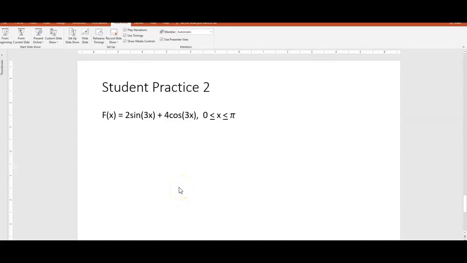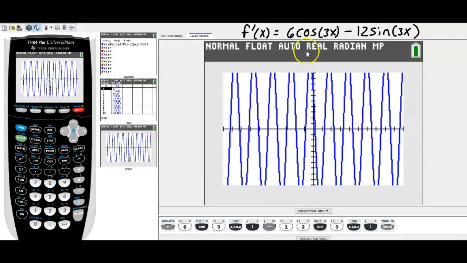All right, so here's one for you. I would encourage you guys to go ahead and try to do this one completely on your own from beginning to end. And when you unpause the video, you will see the solution. So to begin, here's the derivative that I've written up here at the top. And then here's what the graph looks like.